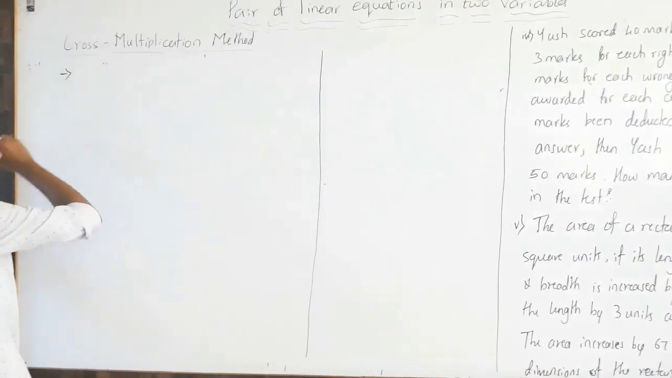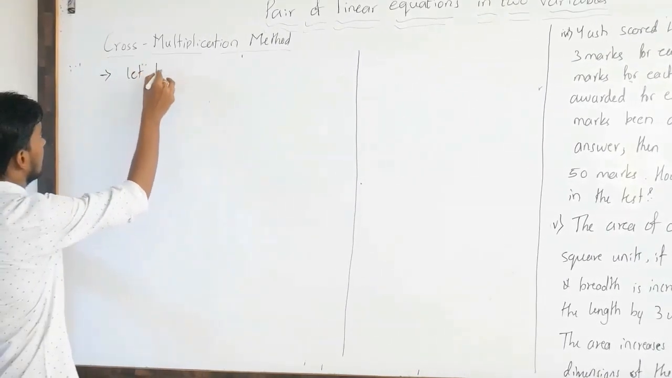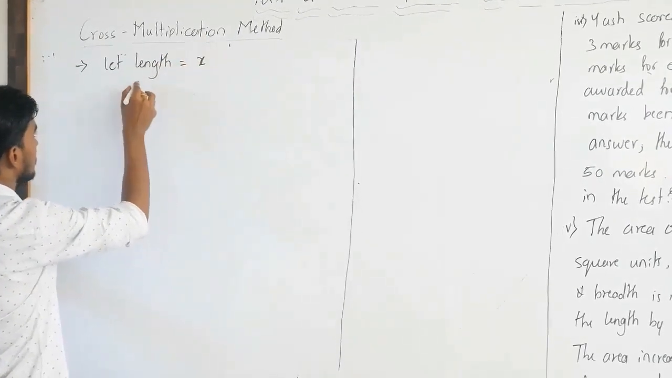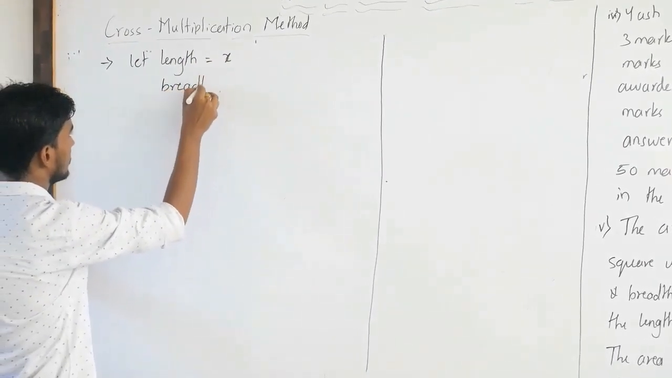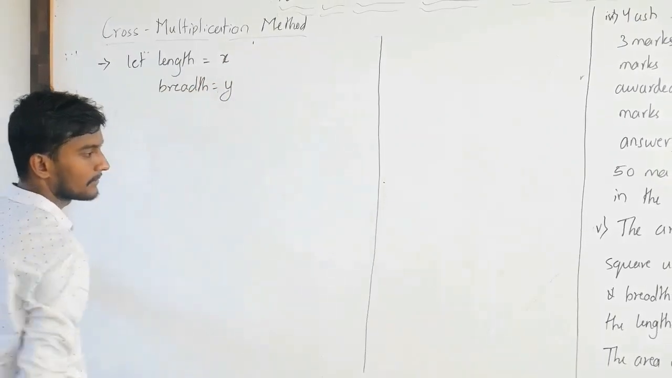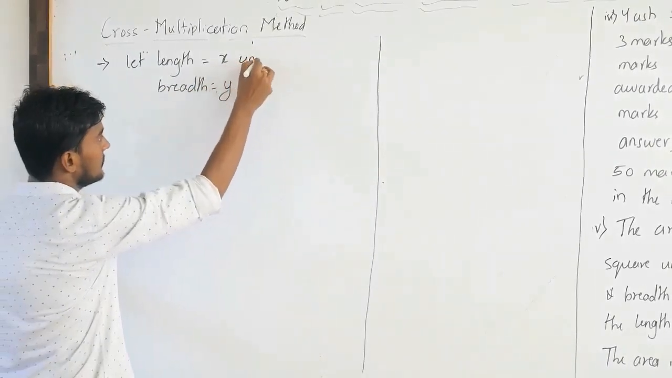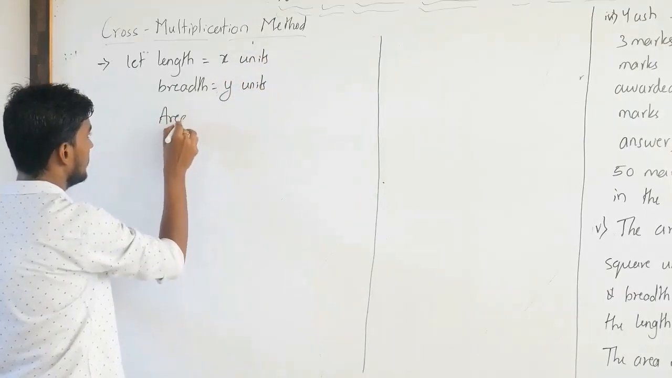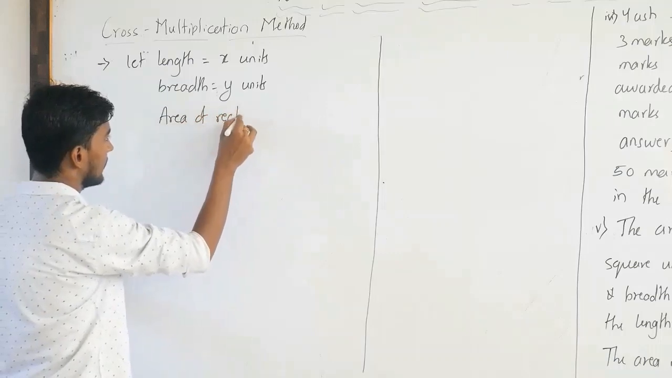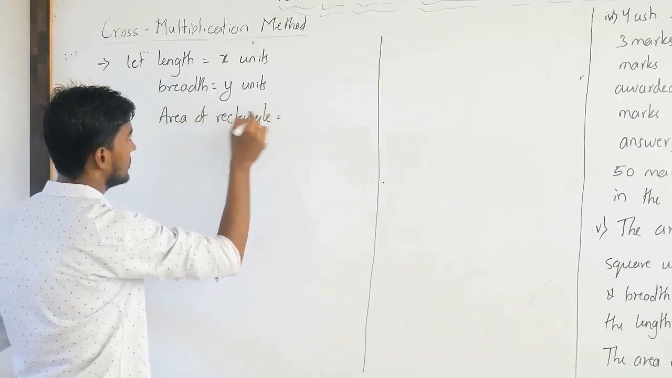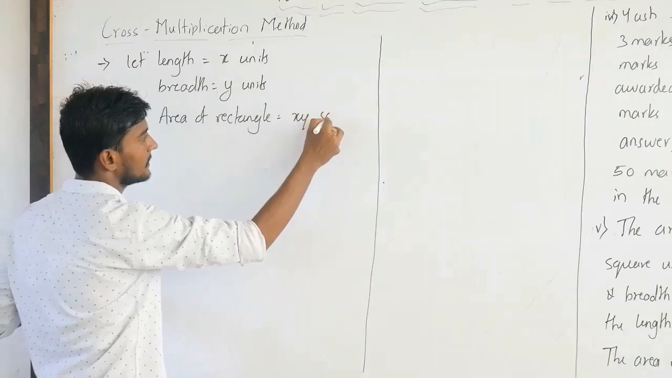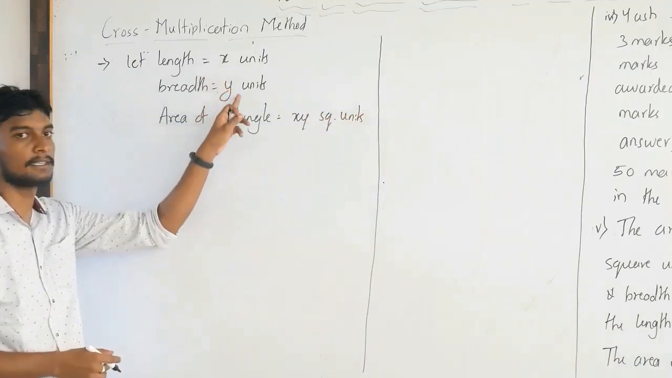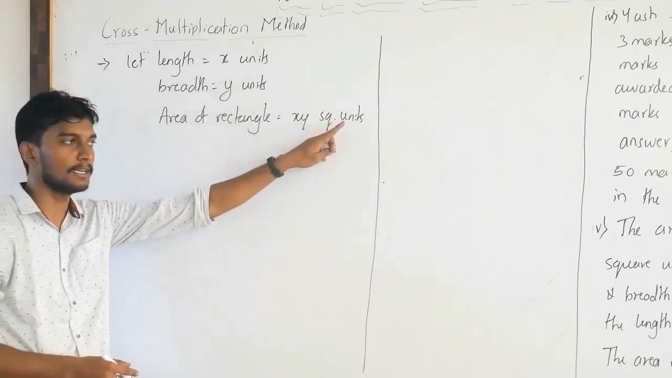So now let length is equal to x units and breadth is equal to y units, and area of the rectangle is equal to xy square units. Length is x, breadth is y, area is xy square units.